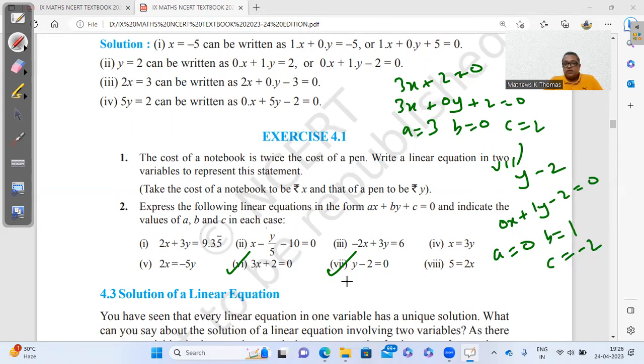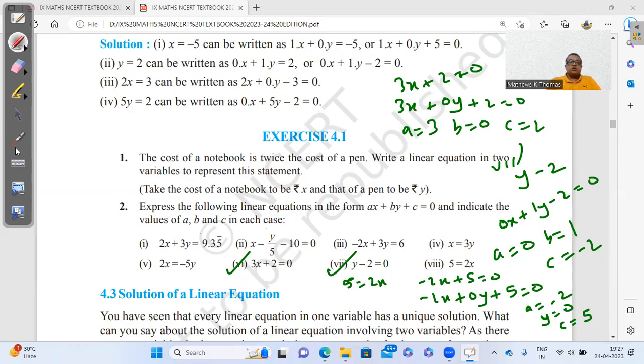And the last part, 5 is equal to 2x. I'm going to bring the 2x on the left side. I'm going to get minus 2x plus 5 is 0. Again, no value of y is here. So I'm going to rewrite this as minus 2x plus 0y plus 5 is 0, right? So value of a is the coefficient of x, that is minus 2. There is no value of y here, so y coefficient is 0 and c is positive 5. So this is how we do the first exercise.